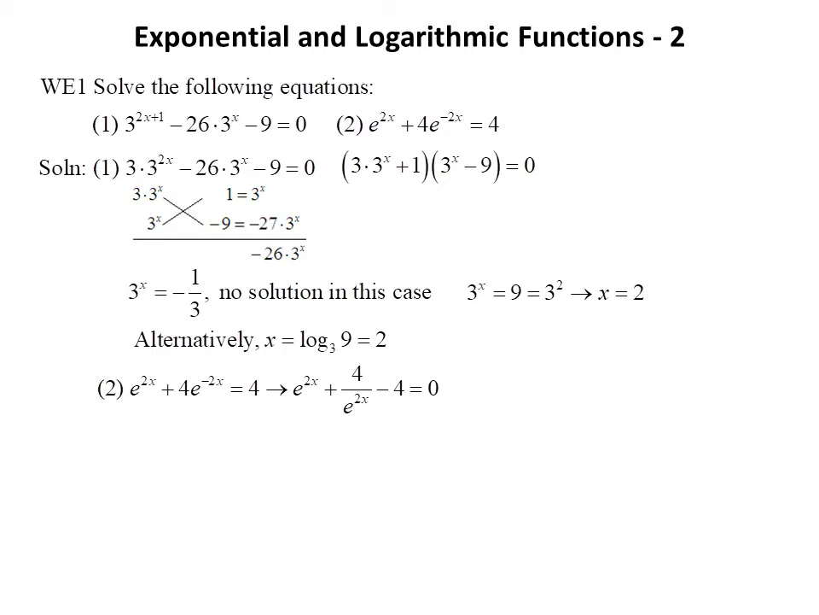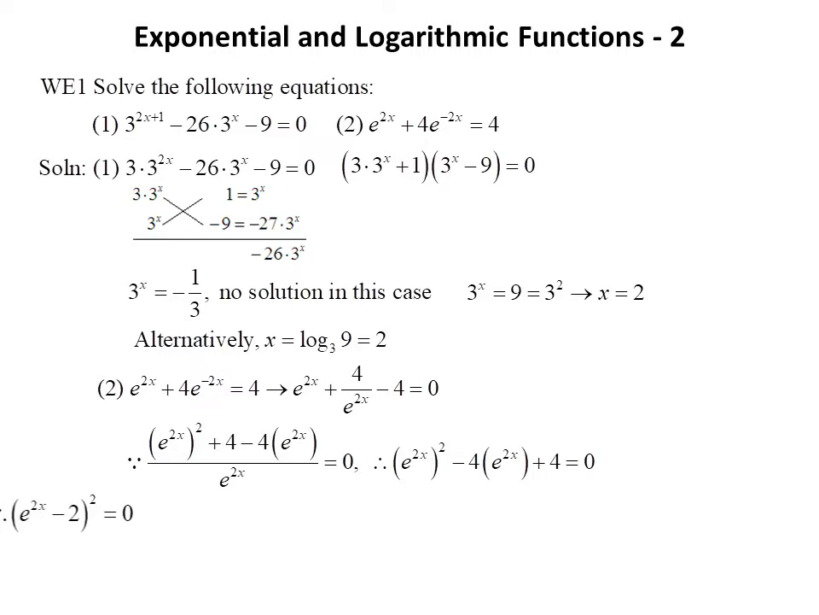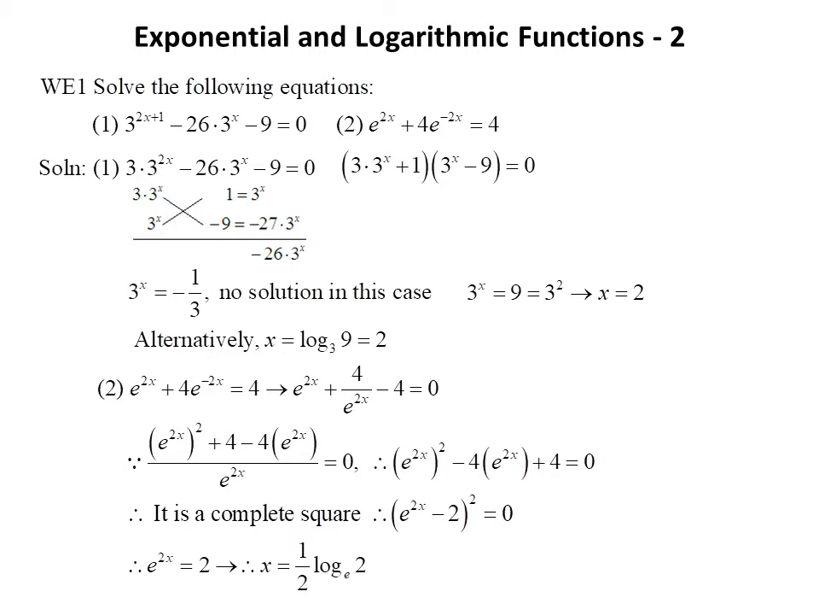As for the second question, after combining them into one fraction and then setting the numerator equal to 0, here we may reduce the exponential equation to the quadratic form. After factorizing the expression on the left-hand side of the equation, it is just a complete square, (e to the 2x minus 2) in parentheses squared equals 0. Therefore, e to the 2x equals 2, and hence x equals half times the natural logarithm of 2.